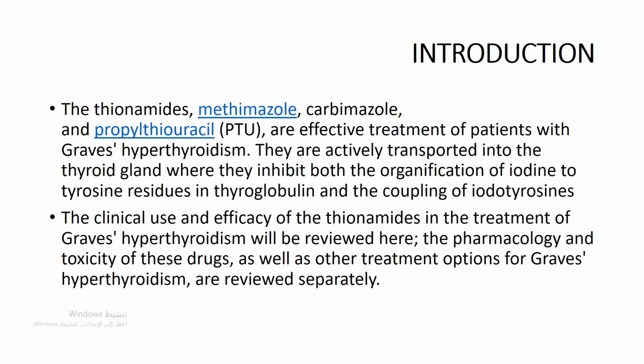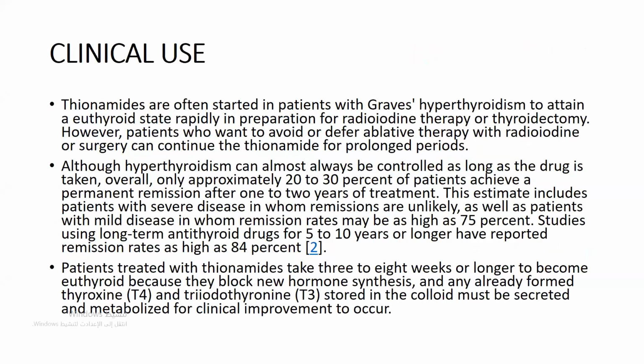And as I mentioned before, they are also used in patients with toxic adenoma and patients with toxic multinodular goiter, but maybe it is not the best option in this situation. The clinical use of thionamide is often started in patients with Graves' and toxic nodular goiter. But again, after 2 years, maybe it's time to wean off the medication if the thyroid function allows you. But if the thyroid function is not normalized, continuous use of carbimazole is your option.